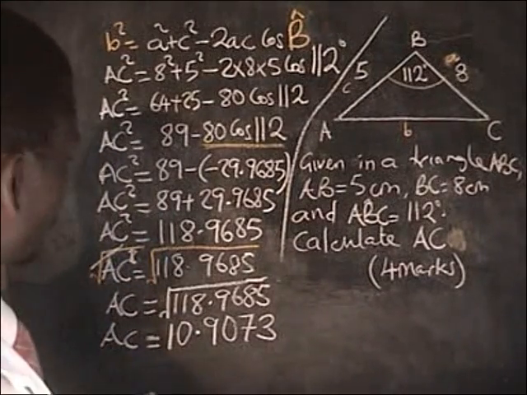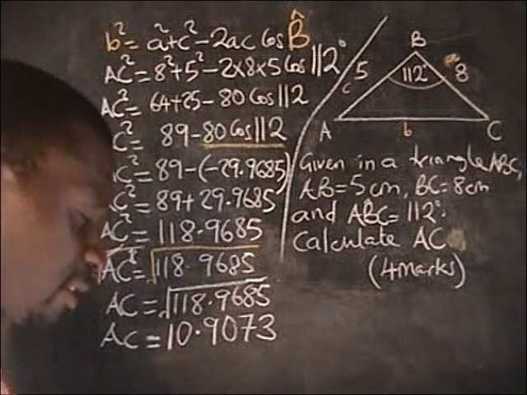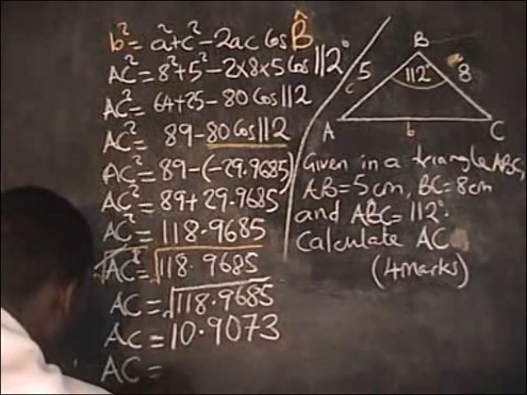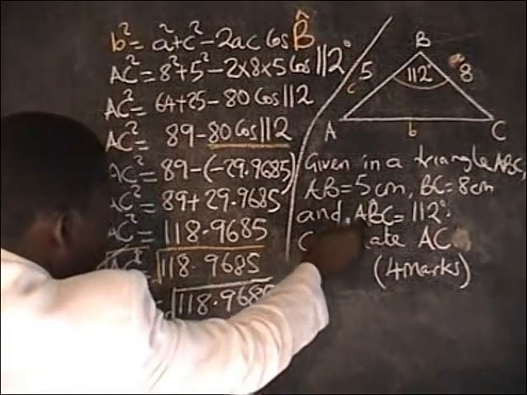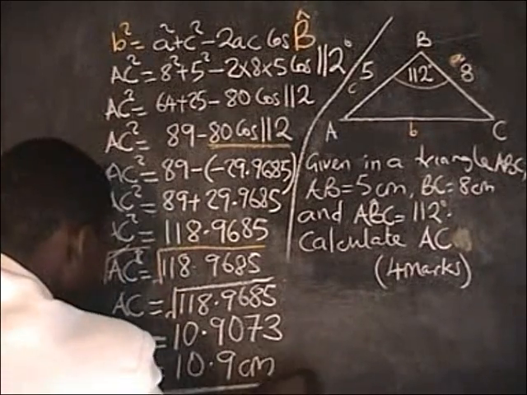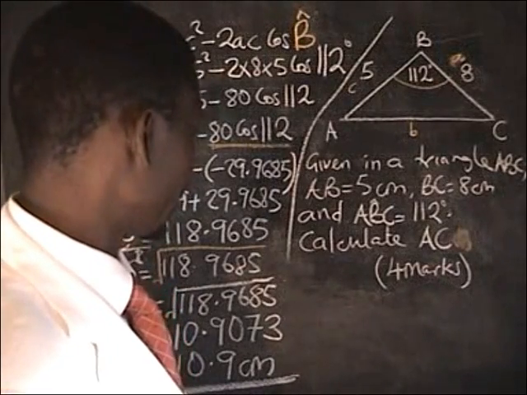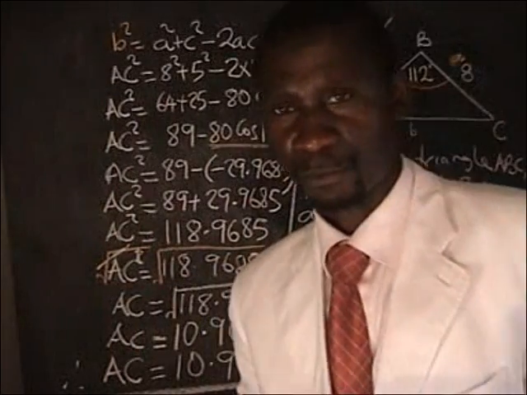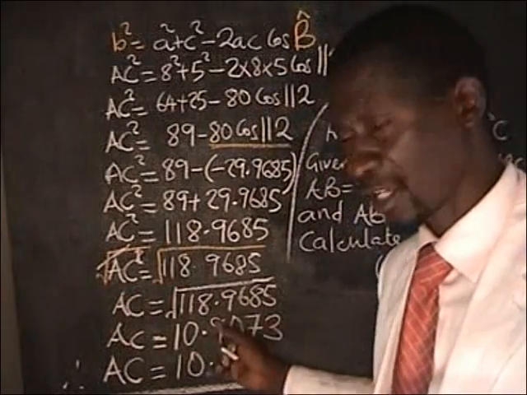Now, this is not the final answer. Assuming that the question is in paper 2, I have to leave it to 3 significant figures. Therefore, AC is equal to 10.9. Since these dimensions are in centimeters, I have to add the units, centimeters. If they were in kilometers, I would add kilometers. That is how this question can be handled. I'm sure that is understood. So if you are watching that video CD, it's possible that you can learn how to go about the cosine rule on how to find the side of the triangle.